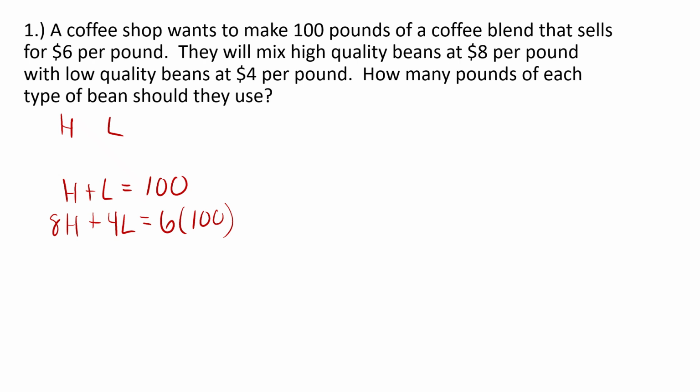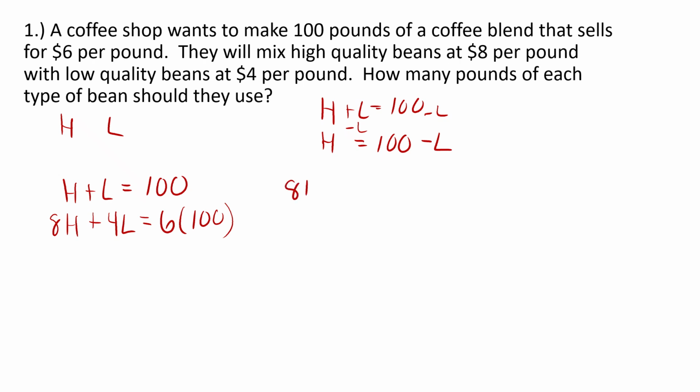And how do we want to solve this? I don't know. I kind of want to make that other equation smaller, but let's not. We'll keep it pretty cut and dried. We did the last one by adding, so let's do substitution on this one. The high quality, we'll subtract the low quality from both sides, is equal to 100 minus the low quality.